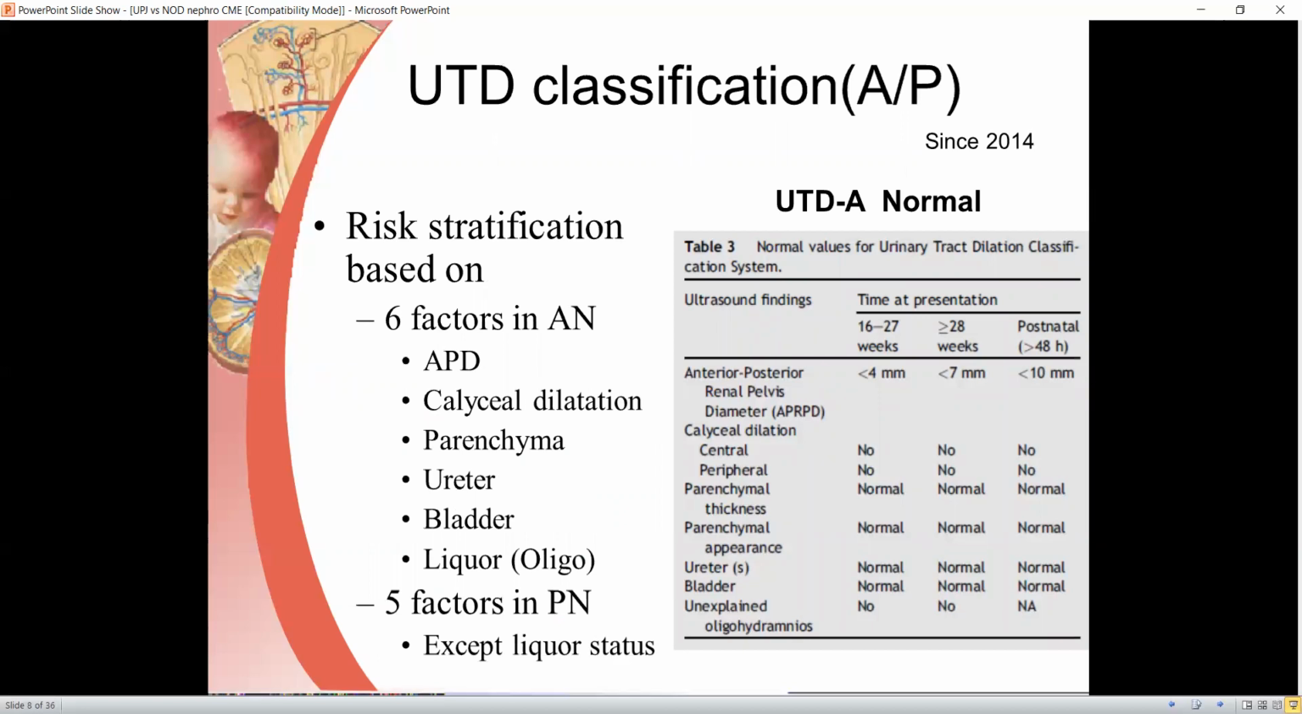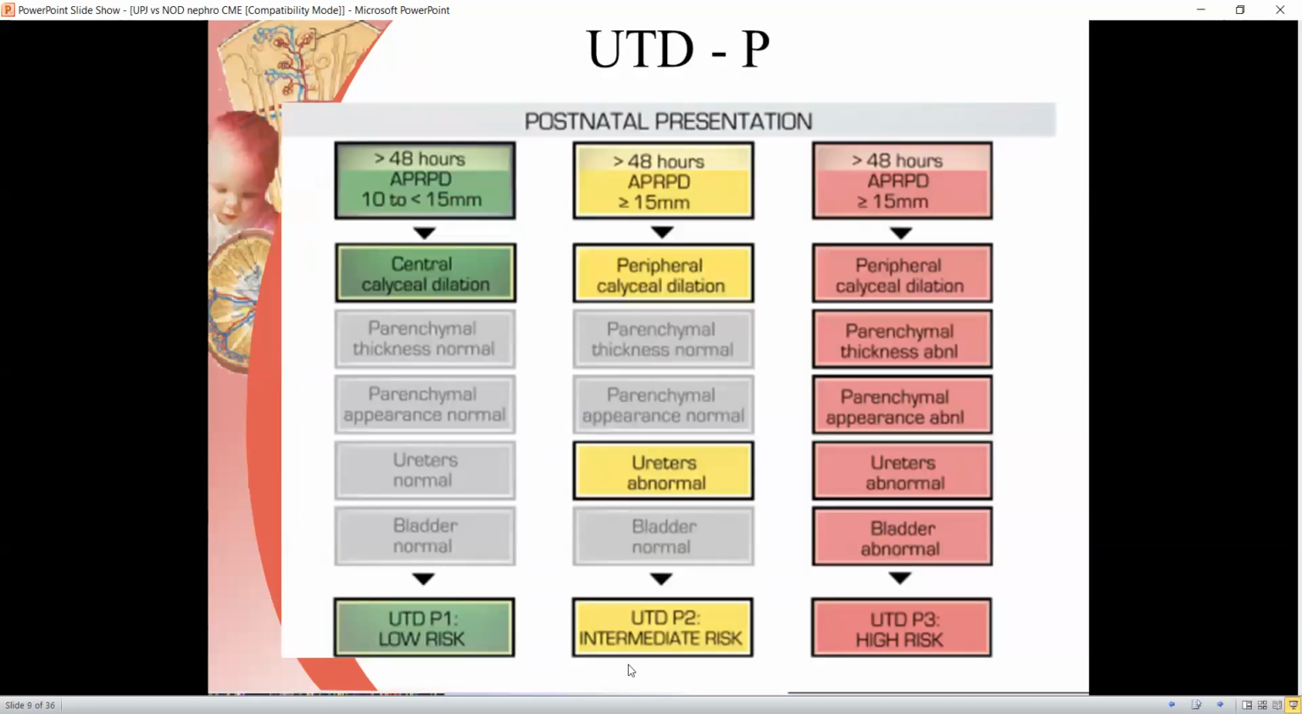Now, the UTD classification has been in vogue since the year 2014, and the urinary tract dilatation classification involves antenatal as well as postnatal grading. Antenatal, there are 6 factors: anteroposterior diameter, calyceal dilatation, whether it is central or peripheral calyceal dilatation, that division is also there. Then parenchymal thickness, parenchymal appearance, ureters, bladder, and unexplained oligohydramnios. The same is applied in the postnatal period as well, where except the oligohydramnios, 5 other parameters are there.